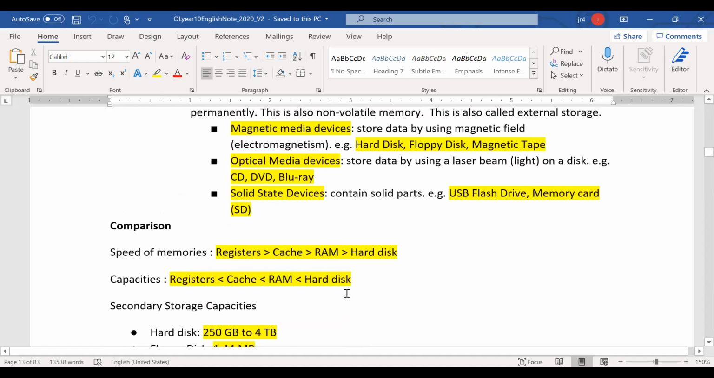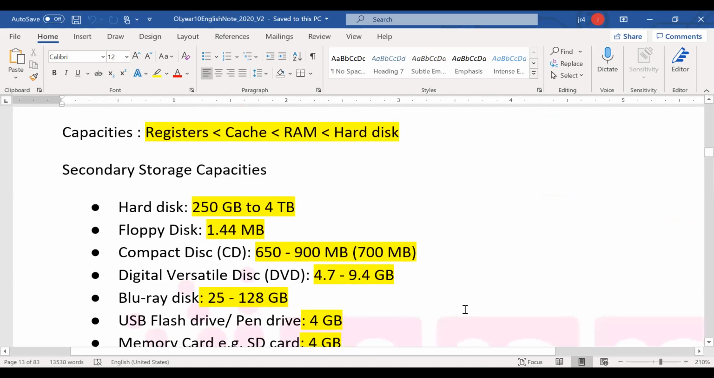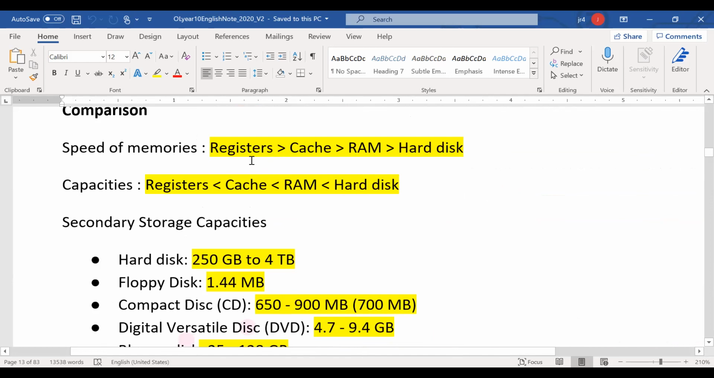Now, when you compare the speeds, we have now discussed multiple memories. I told you within the CPU we have registers, and in between CPU and RAM we have cache, and then we have RAM and then hard disk. The speed order is registers, then cache, then RAM, then hard disk. But if you look at the capacities, it's the other way around. Registers have the smallest capacity, a couple of kilobytes, cache are usually a couple of megabytes, RAM a couple of gigabytes, and hard disk in terabytes, right?